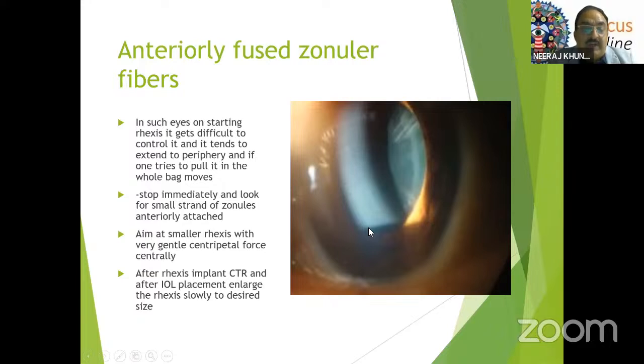So stop immediately and look for small strands of zonules anteriorly attached. Aim at a smaller rexes with very gentle centripetal force centrally. It should be inner to where the zonular fibers are attached. And after rexes, implant a CTR in such cases. And after IOL implantation, enlarge the rexes slowly to the desired size.